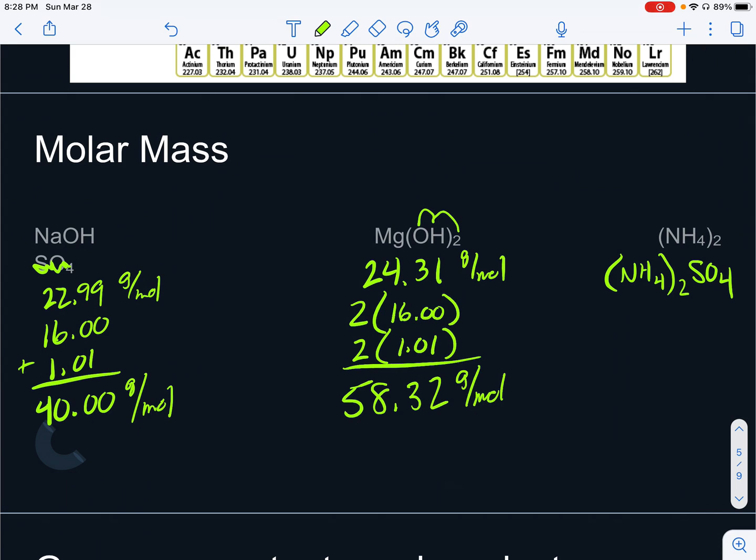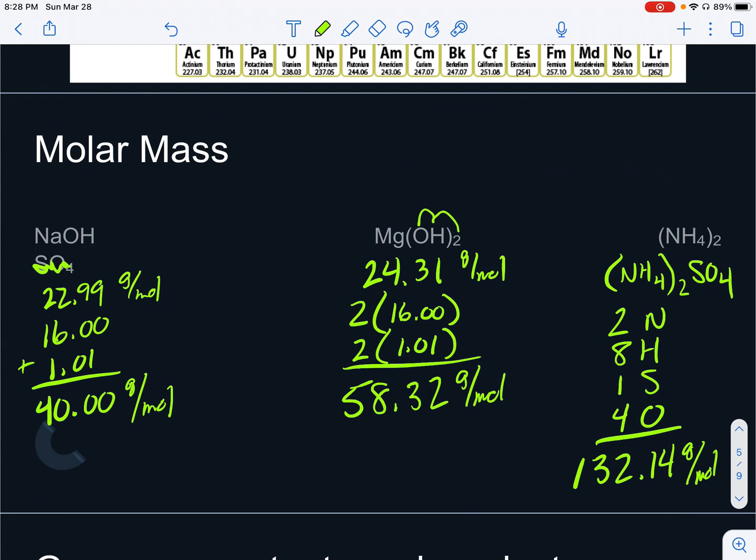And then ammonium sulfate, if we add all of this up, I'm going to need 2 nitrogens, 8 hydrogens, 1 sulfur, and 4 oxygens. And if you add up the molar masses of all those elements, you end up at 132.14 grams per mole. So this is one skill that you need to have of being able to, with a periodic table, determine the molar mass of a substance. That is a key starting point for doing stoichiometry with chemical equations.